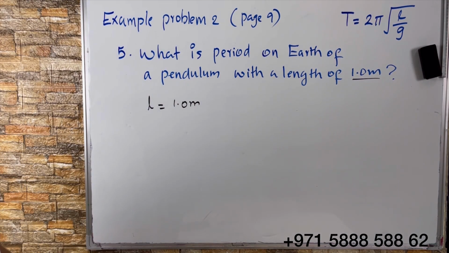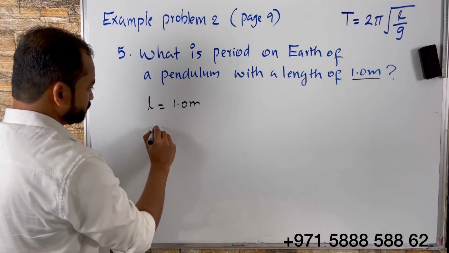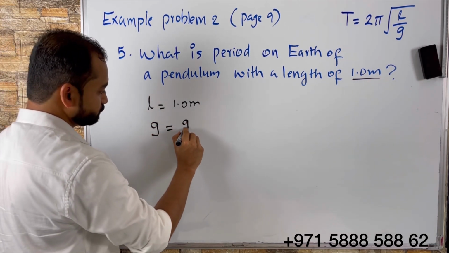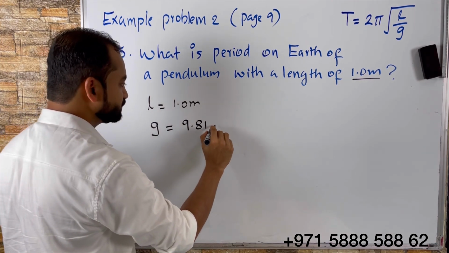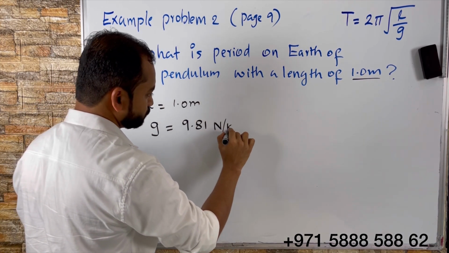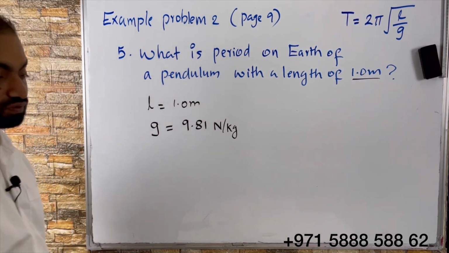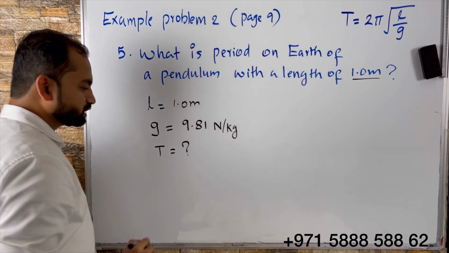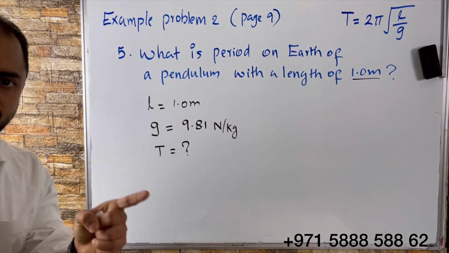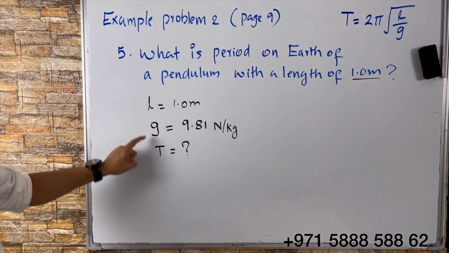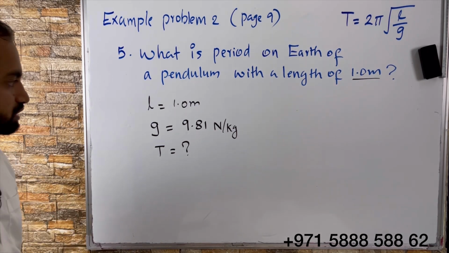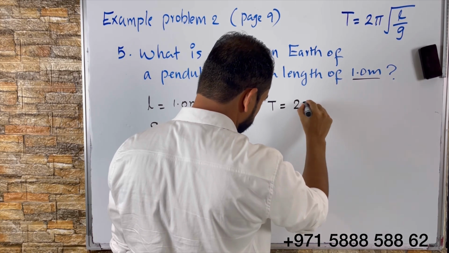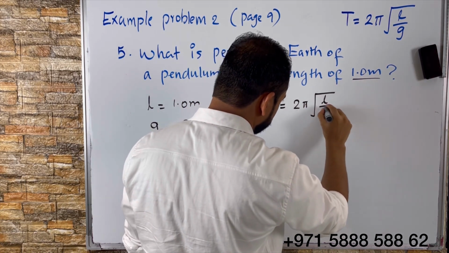What is the period on earth? So on earth, we know the value of G, right? On the surface of the earth, the value of G is 9.81 Newton per kilogram, or meter per second squared. That is the value of G, and we need to calculate the time period. So the time period of a pendulum depends only on the length and the value of G, right? We have the equation for time period. T is equal to 2 pi into square root L divided by G.